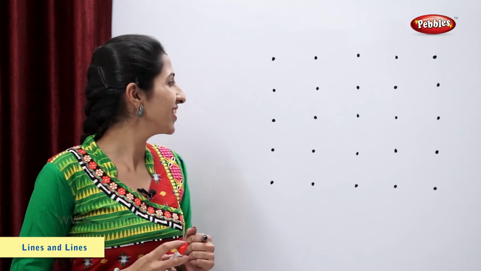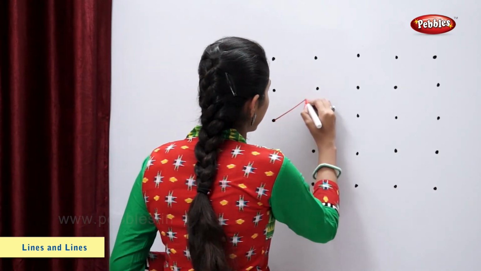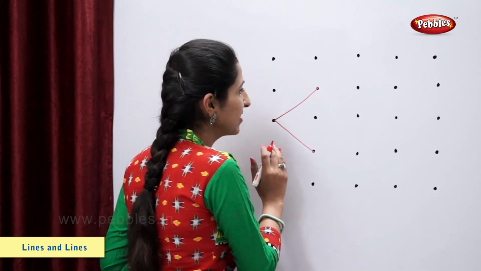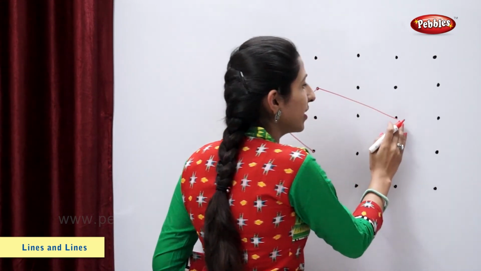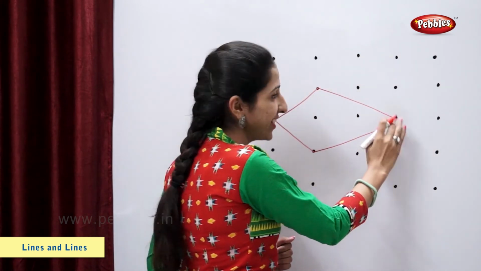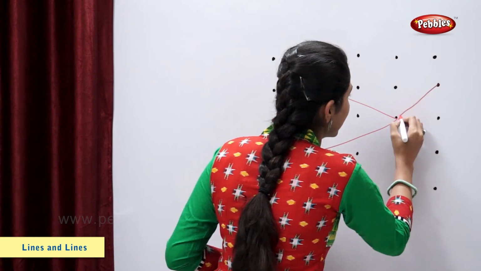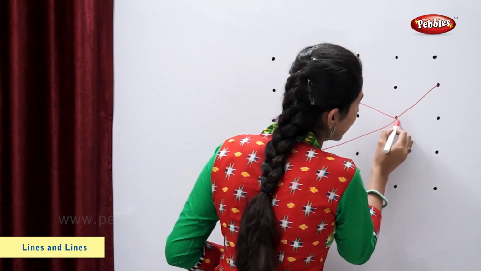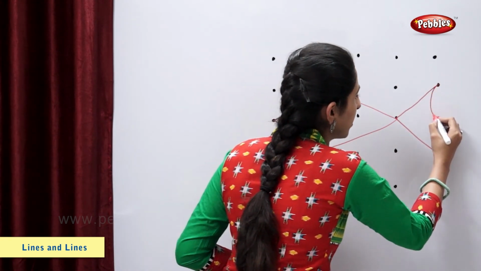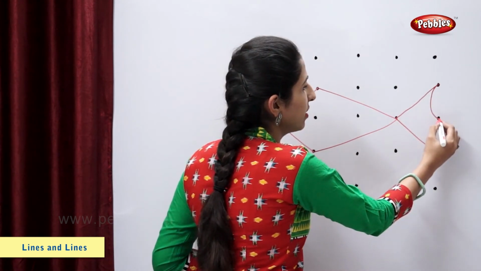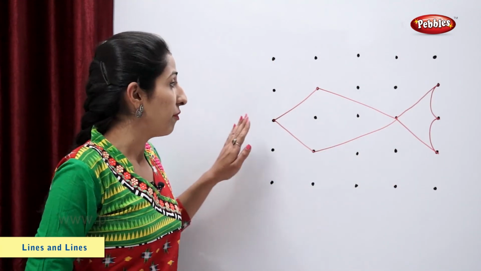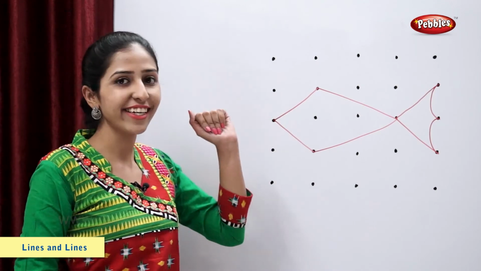Let's draw a fish. Slanting line, slanting line, slanting line, slanting line, slanting line, one more slanting line, a curve, one more curve. So, we have drawn this fish using the grid.